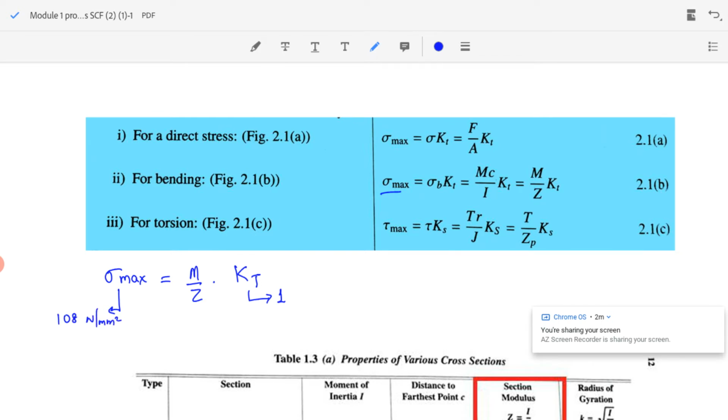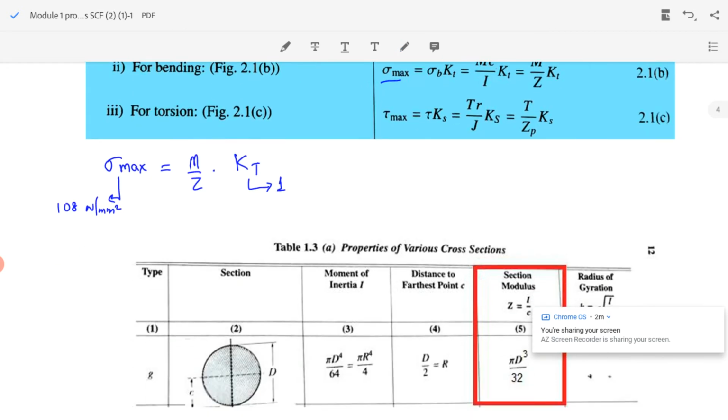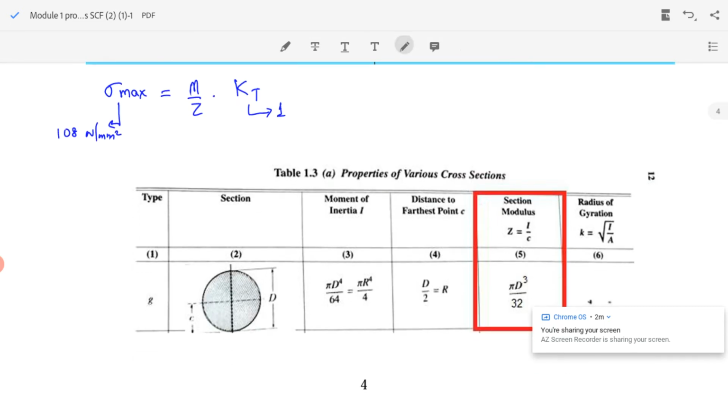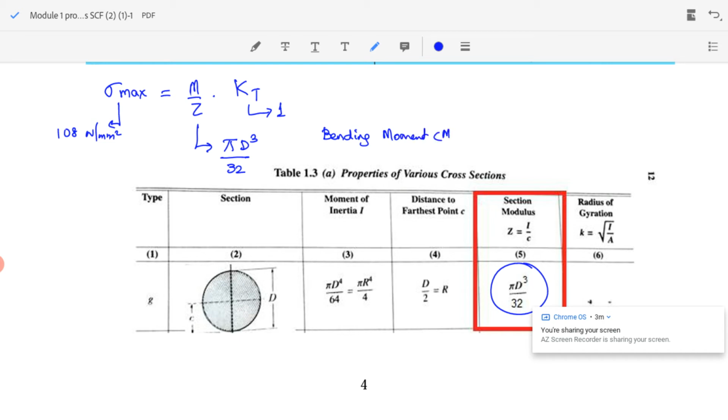Then the value of Z we can find from table 1.3a. For circular shaft, Z equal to pi d cube by 32. So I have that value also. I substitute Z equal to pi d cube by 32, where d is the shaft diameter. So if I can find the bending moment M, I can find the shaft diameter. So now we have to find what is the bending moment.